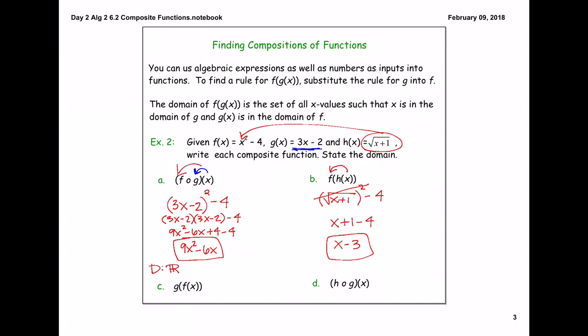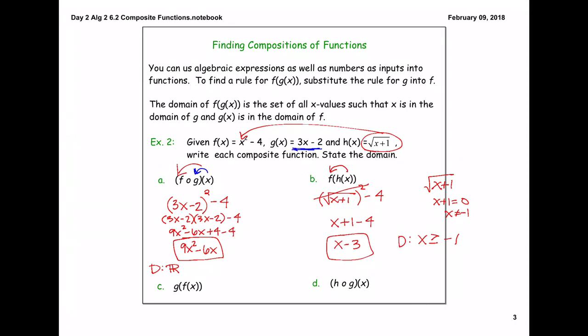So for our x values, we want to make sure of the domain of h of x. If we have the square root of x plus 1, we cannot have a negative underneath our radical. So if we set this equal to 0, x cannot equal negative 1. So our domain is all the x values that are greater than or equal to negative 1.